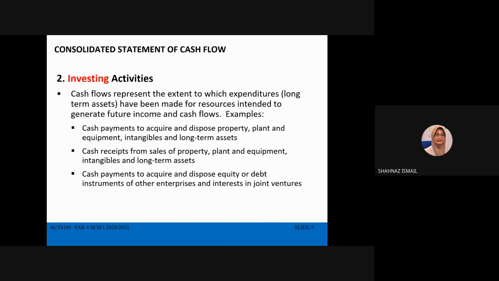And the second segment is investing activities. Cash flows represent the extent to which expenditures on long-term assets have been made for resources intended to generate future income and cash flow. So the examples of the investing activities are like cash payment to acquire and dispose property, plant equipment, intangibles and long-term assets, cash receipts from sales of PPE and long-term assets, and cash payments to acquire and dispose equity or debt instruments of other enterprises and interest in JV.